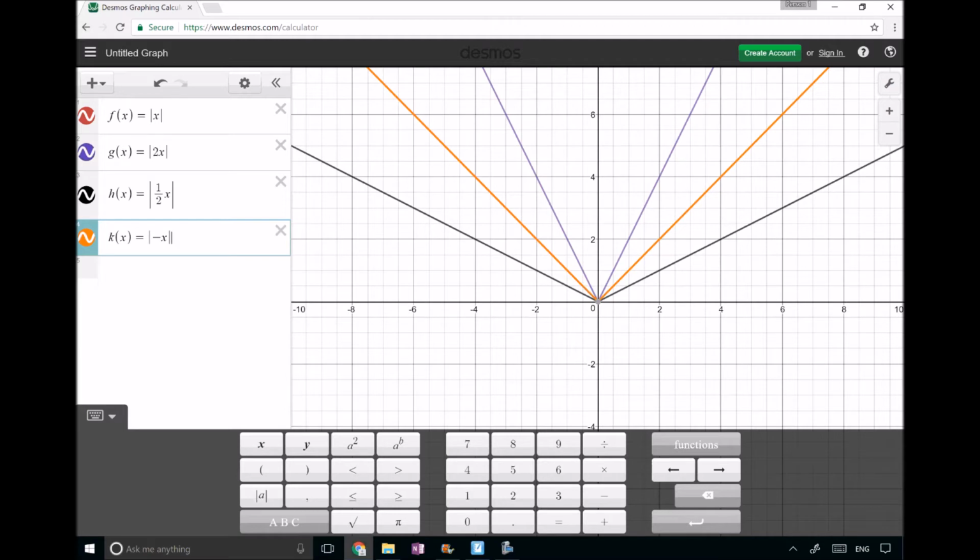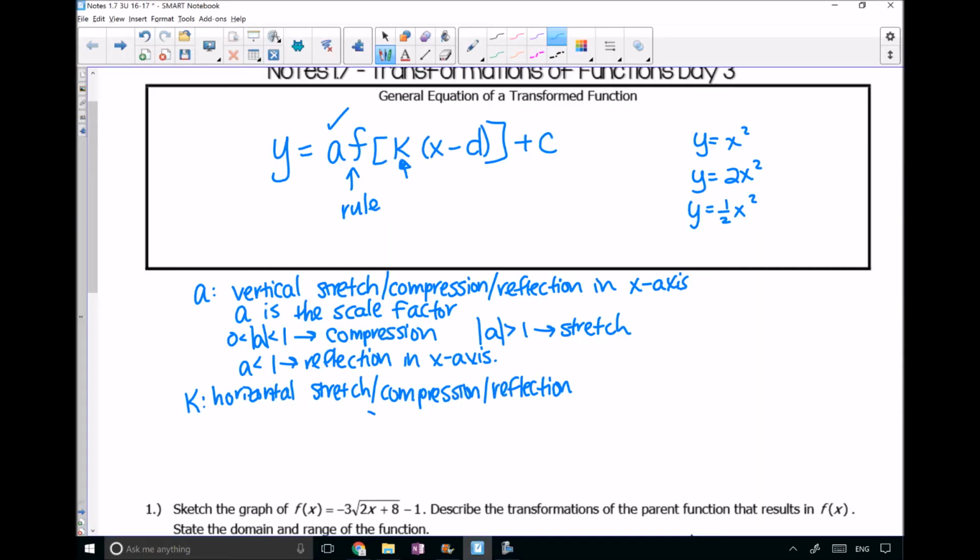It's already symmetrical, so you can't really see the reflection, but it still works, okay? So right here, the one thing that's really key, if you remember from the last video, is that 1 over k is the scale factor, and that's really important to make sure that you know. 1 over k is the scale factor, okay? And then just like we said before, 0 is less than the absolute value of 1 over k is less than 1. So if 1 over k is between 0 and 1, it is a compression.